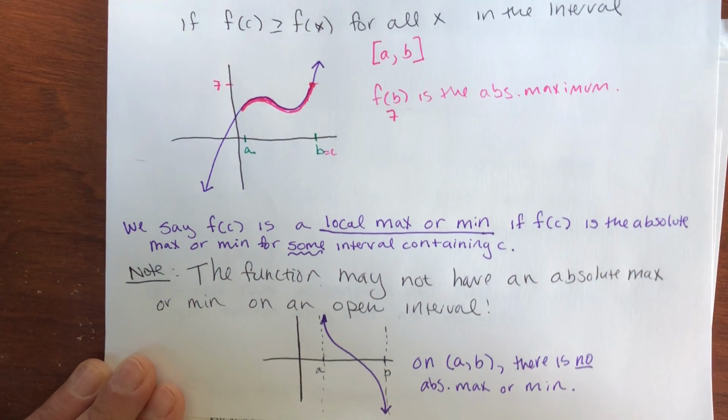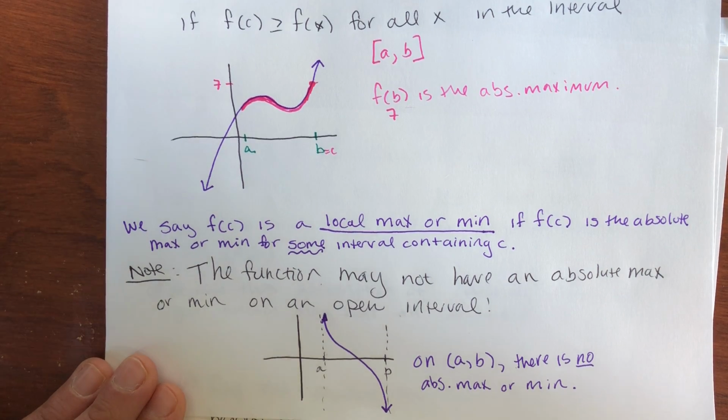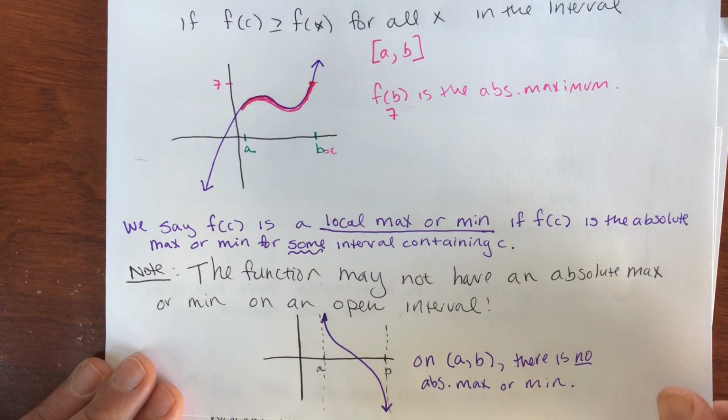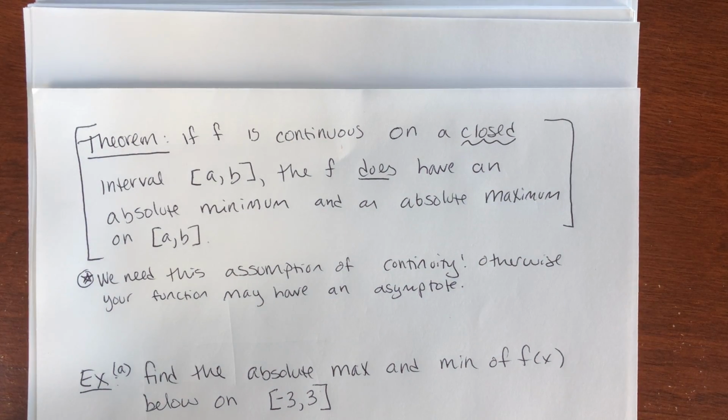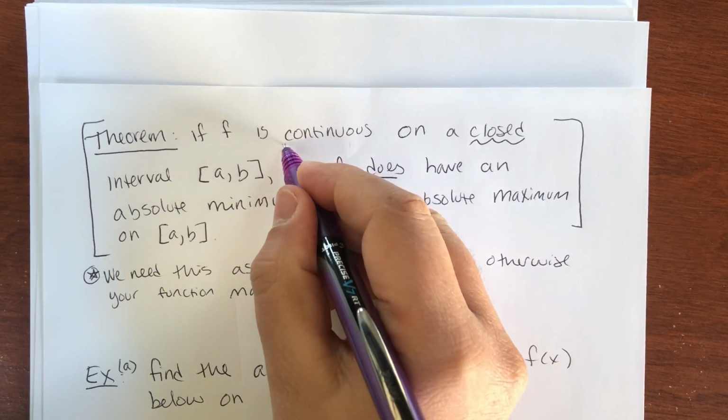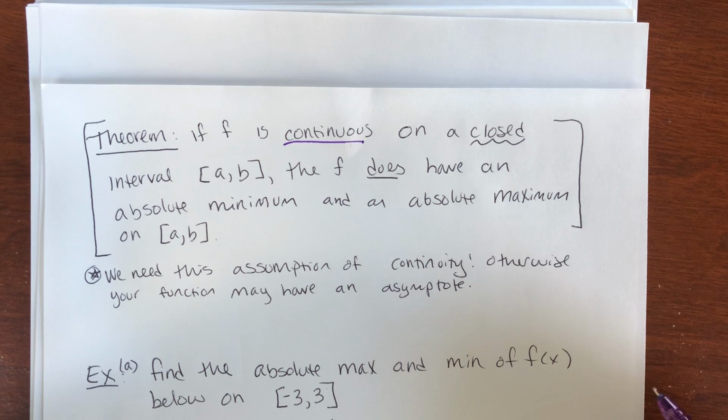So if we were to instead only look at closed intervals, does that mean that there's always going to be an absolute max or min on a closed interval? Well, as it turns out, the answer is almost yes, except we need one more assumption here. And that assumption is that if f is continuous on a closed interval from a to b, then we can conclude that f does have to have an absolute minimum and an absolute maximum on that interval.